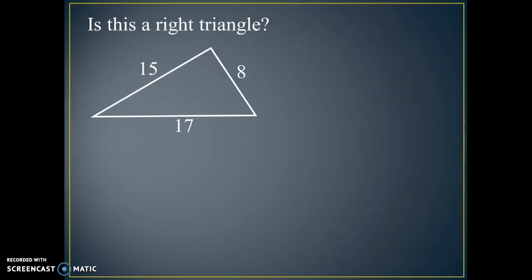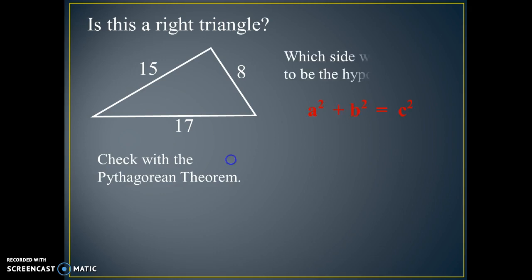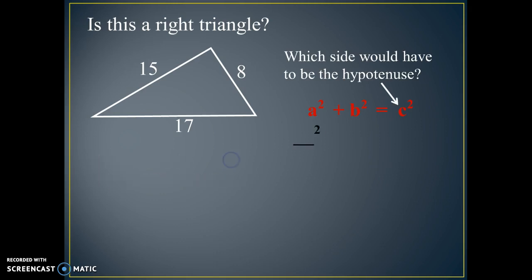The first thing is, I'm giving you this triangle. It looks like it might have a right angle, but we can prove it using the Pythagorean theorem by plugging in the three side lengths, making sure that the longest side is the hypotenuse. In this particular case, it would have to be 17. You test by squaring the other two sides and seeing whether it makes a true statement.